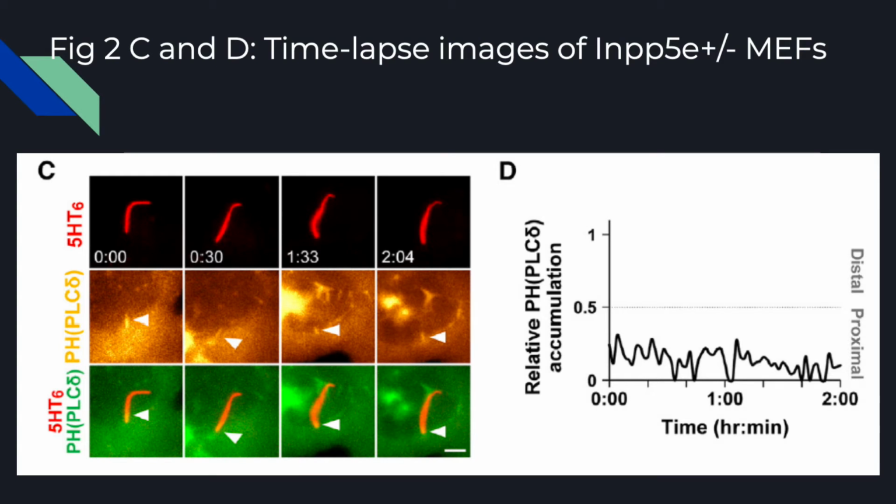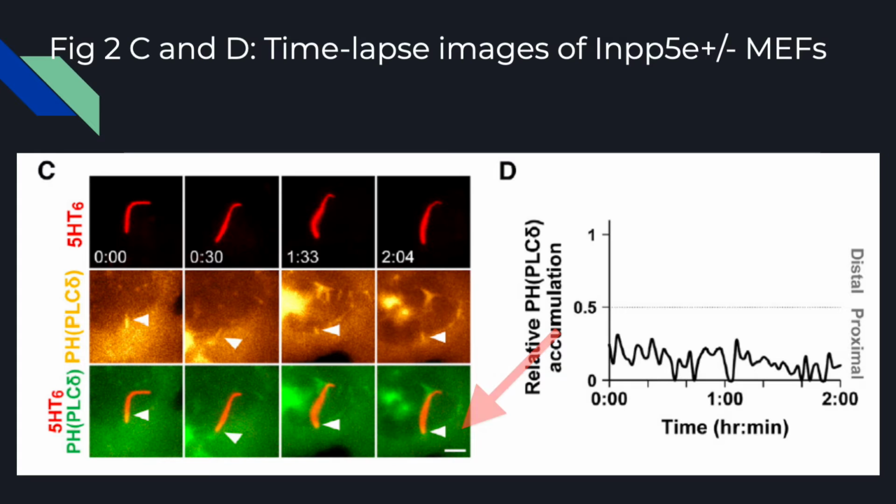Researchers were concerned that lower levels of INPP5E may cause a lower depletion of PI45P2. Looking at the figure, 5-HT6 is a protein specific to primary cilia used to conjugate to a fluorescent protein for cilia visualization. PHPLC delta binds to PI45P2 and is also conjugated with a fluorescent protein for PI45P2 visualization. In the last row, it is an overlap of both images.